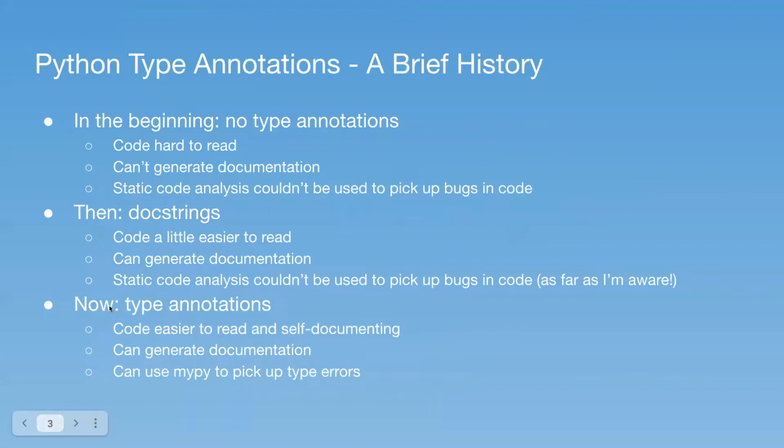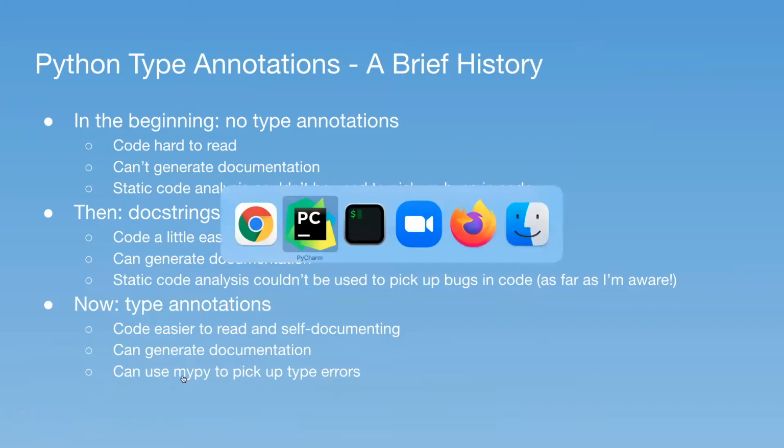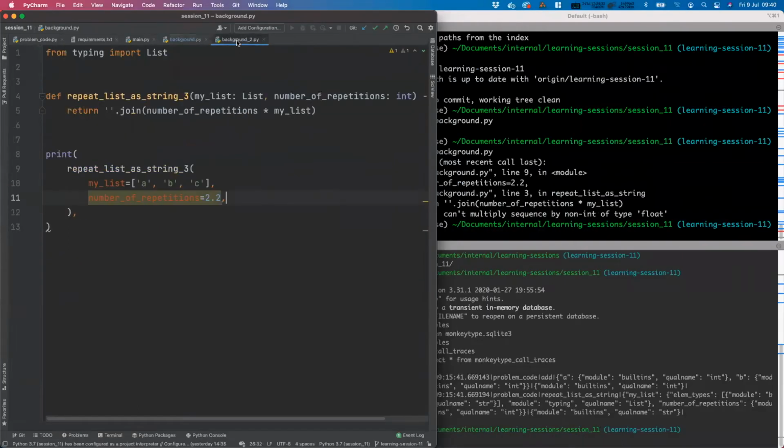Then what do we have now? For the last few years, it's an improvement on no type annotations. It's an improvement on docstrings. It's to use type annotations. These are easier to read and self-documenting. We can use them to generate documentation in some cases, and we can also use static code analysis tools to pick up type errors. And in this case, the static code analysis tool that we use most of the time is a Python package called MonkeyType.